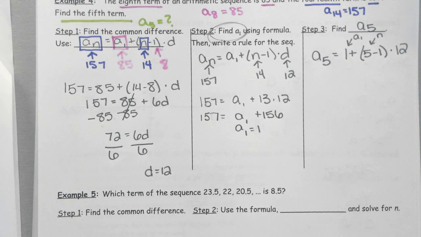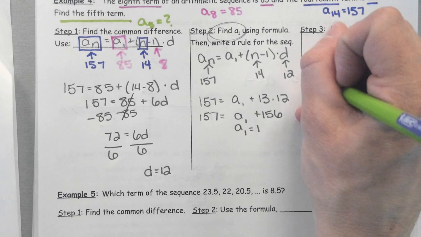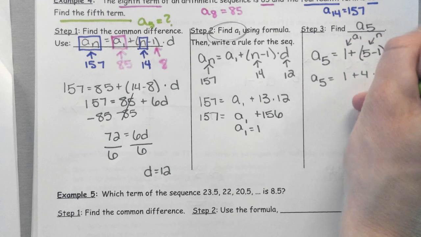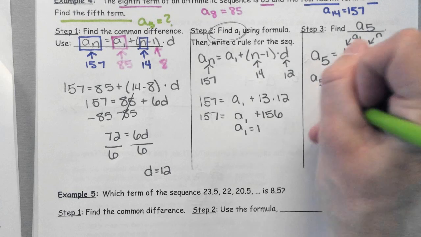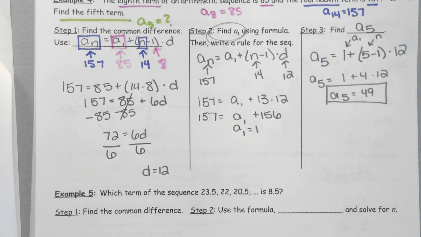Can I deal with that? I can do that math, right? So I get a sub 5 equals 1 plus 4 times 12. So a sub 5 gives me 49. Yay! If I wanted to find a sub 6, I just would have plugged in a 6. If I wanted to find a sub 150, I would have plugged in 150. So you can find any term you would like.